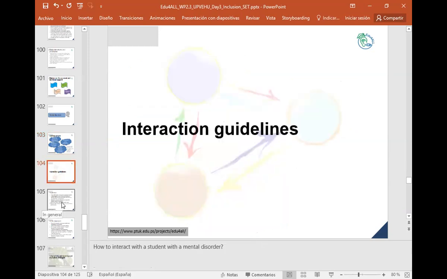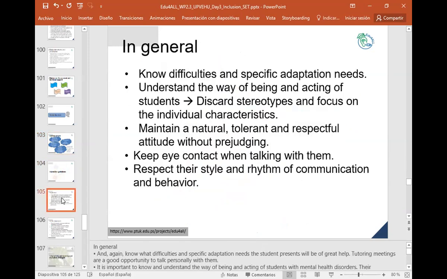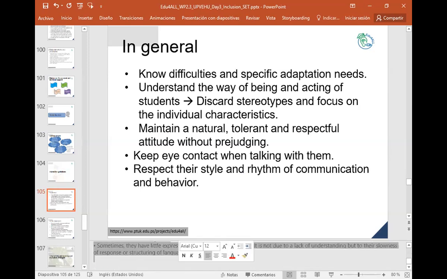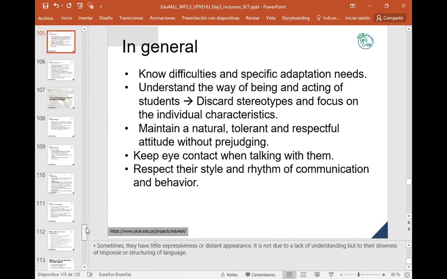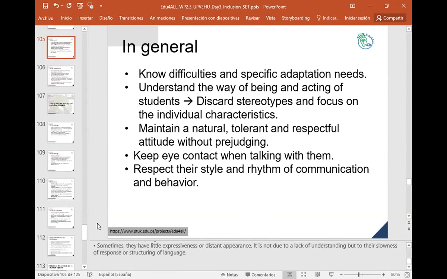A guideline about how to interact with these students. In general, and, again, knowing what difficulties and specific adaptation needs the student has will be of great help. Tutoring meetings are a good opportunity to talk personally with them. It is important to know and understand the way of being and acting of students with mental health disorders.